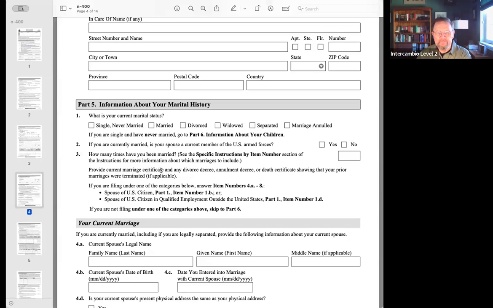provide the current marriage certificate and any divorce decree, annulment decree, or death certificate showing that your prior marriages were terminated. So you have to provide those, all right? So if you're currently married, but you were divorced before or they died, you would have to provide that divorce decree and the death certificate. So you have to provide those documents when you apply. And again, only send in copies, never send the original. And everything has to be in English, translated.